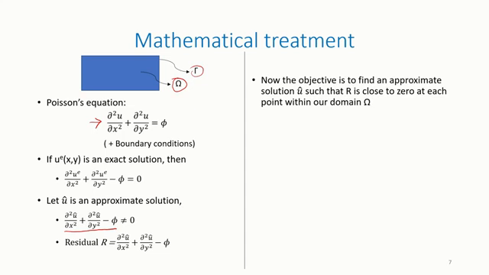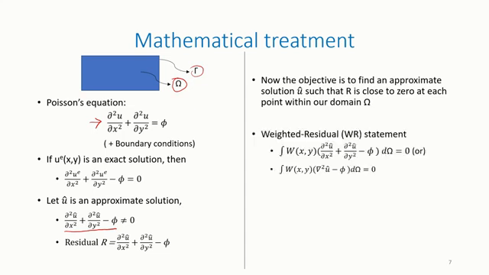So, to make r close to 0, we define what is known as the weighted residual statement. Here, we integrate the product of the residual with a known weight function w over the entire domain and set it equal to 0.